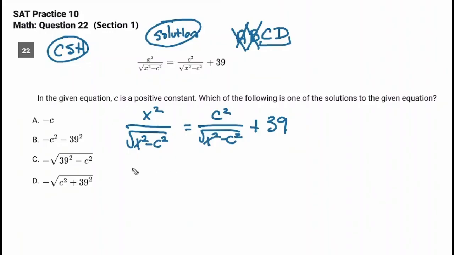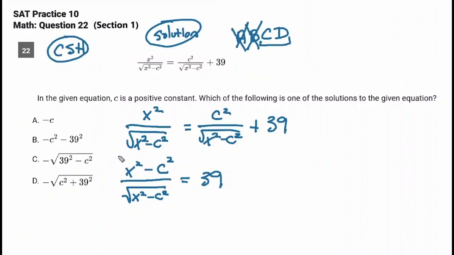Here's the first piece of good news. When you move the letters all to the left side, you just get x squared minus c squared over, this is the same thing on the bottom, right? So that's just like a fraction. You can put the tops over the same bottom. x squared minus c squared equals 39. All right, this sucks still. Why? It's because of this square root thing. That's what makes it really bad.